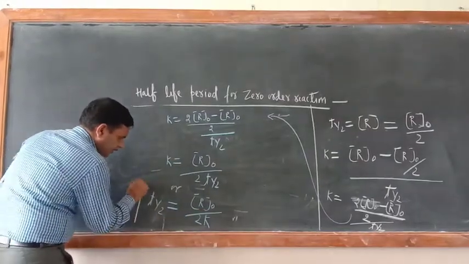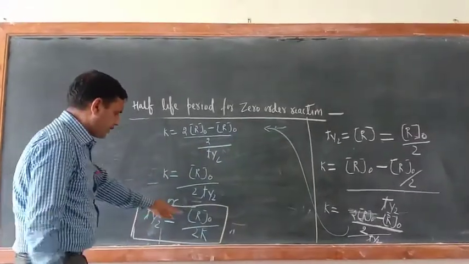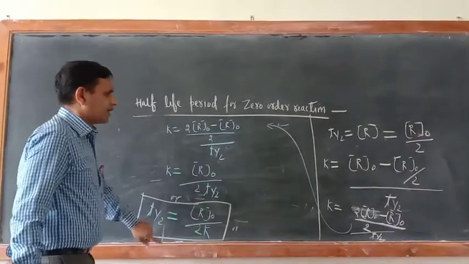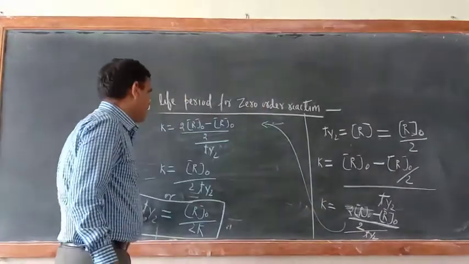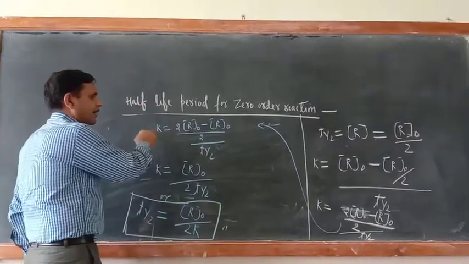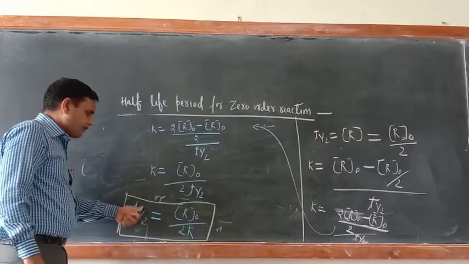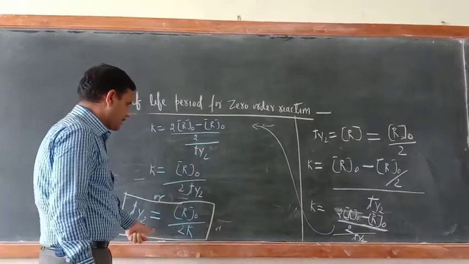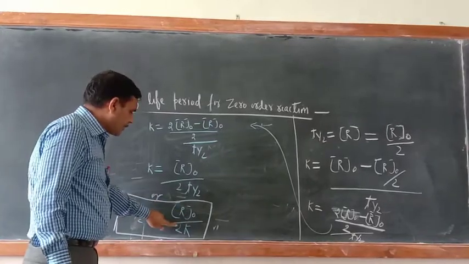So this is the half-life period for zero order reaction. Just see, now at the end I have changed this one to t half. Since the beginning only you can do this. In place of k you can write t half. So up to you. So the half-life period for zero order reaction is equal to r0 by 2k.